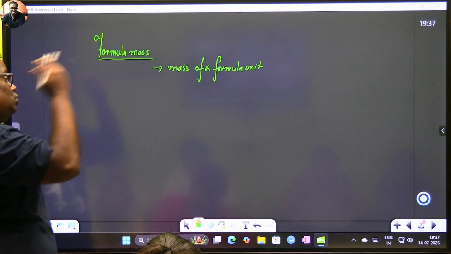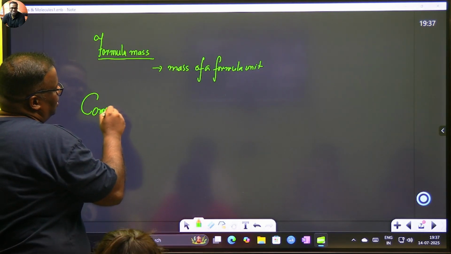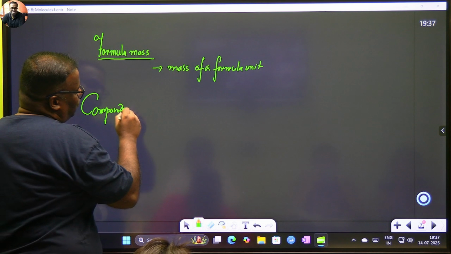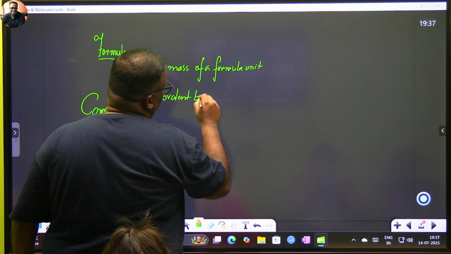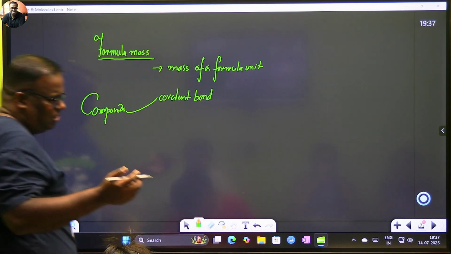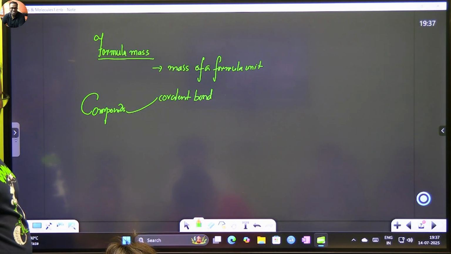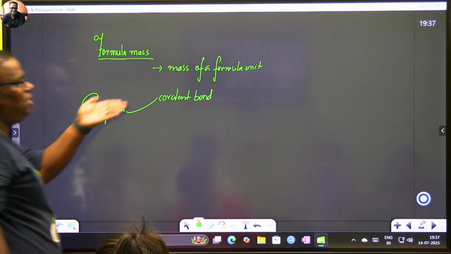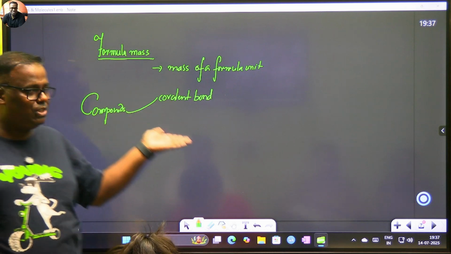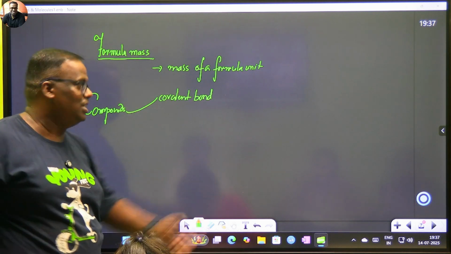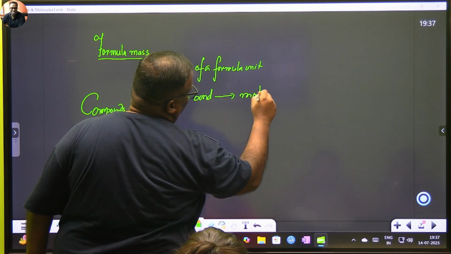Sir, what is this new thing, formula unit? Okay, very good. Compounds which are formed by covalent bonds. Now, this is something new that you will understand. New means there's a small difference between Top Ramen and Maggi. Both are noodles. Noodles made by Maggi are called Maggi noodles. Noodles made by the Top Ramen company are Top Ramen noodles. Compounds made up of covalent bonds are usually called molecules.